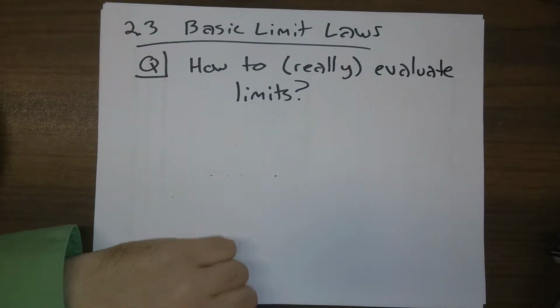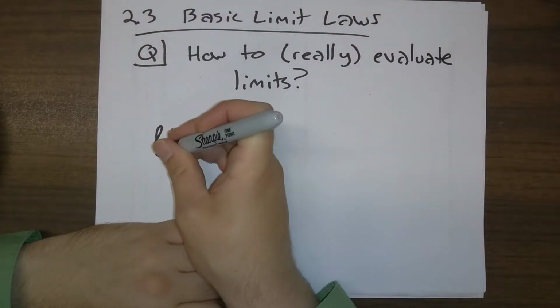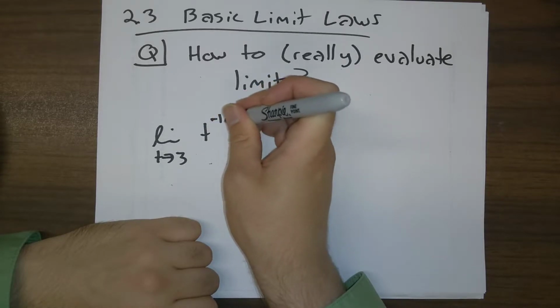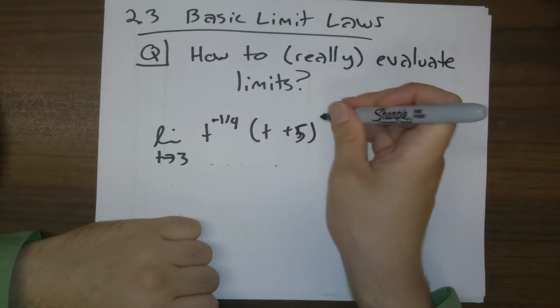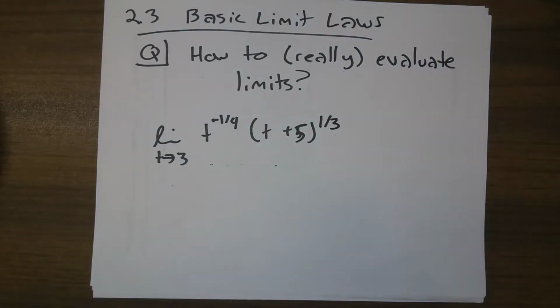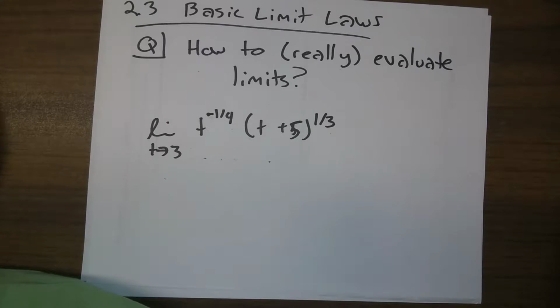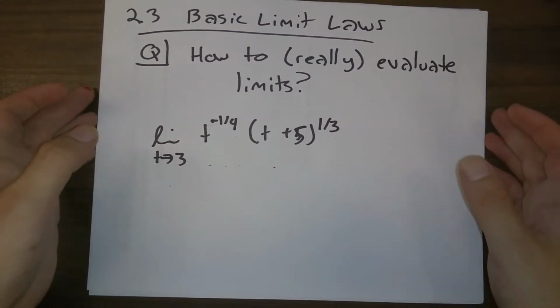For example, one of the problems that we'll look at later on is going to be something that looks like the limit as t goes to 3 of t to the minus 1/4 times t plus 5 to the 1/3 power. So this is something that if you had a computer, you could plot it to try to figure out what the limit is. If you had a calculator, you could calculate lots of points of this function for values of t close to 3 to try to figure out what's going on. But we'll see how to do it just by hand.